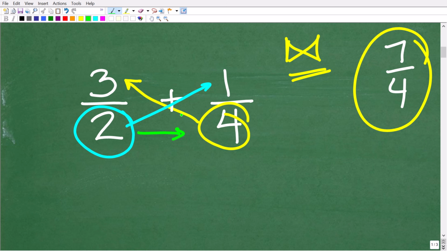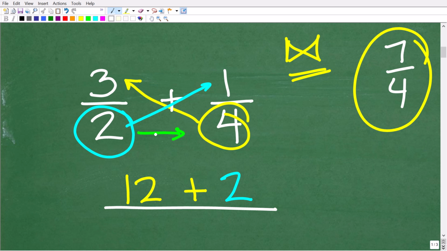All right, so 4 times 3 is what? Well, that is 12. So now we have 12 plus, okay, because we're adding these fractions, 2 times 1. Again, we're going in this direction and we're multiplying. So 2 times 1 is what? That is 2. Now we're going to put this over 2 times 4. This is our last step here. And 2 times 4 is 8. Okay, so what is the answer here? Well, the correct answer is 12 plus 2, or 14 over 8.